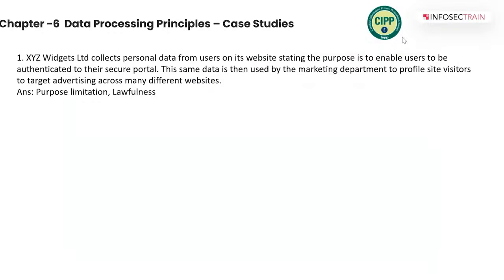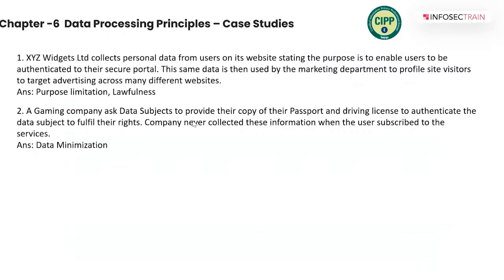Purpose limitation and lawfulness is the right answer, because you are exceeding the purpose for which you collected the data, as well as you are not having a proper lawful ground to process the data for other activities, right? So it is violating both lawfulness and purpose limitation. It is not violating integrity and confidentiality and other aspects, because it is purely a case of not having a lawful ground and exceeding the purpose for which you collected the data, right?